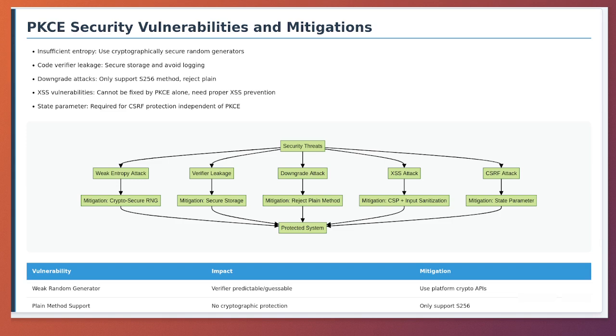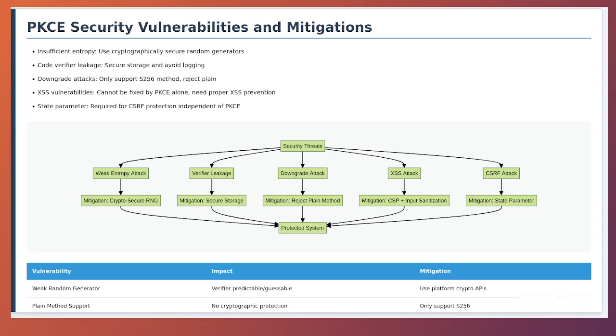One potential vulnerability is insufficient entropy in code verifier generation. If the code verifier is generated using weak random number generators or predictable patterns, an attacker might be able to guess or brute force it. For example, if an implementation used the current timestamp as the code verifier, an attacker who knows approximately when the authorization request was made could simply try timestamp values around that time. The mitigation is to always use cryptographically secure random number generators provided by the operating system or trusted libraries, and ensure the code verifier has at least 256 bits of entropy.